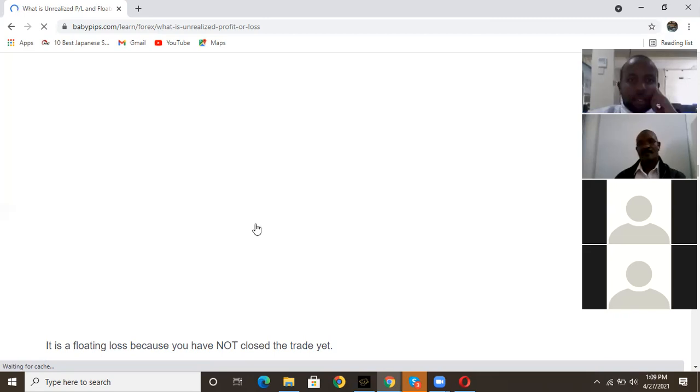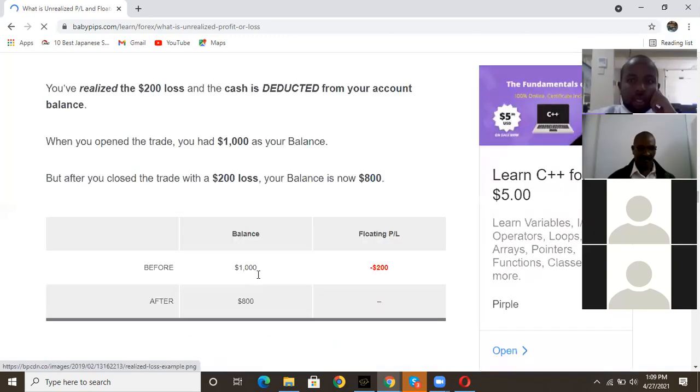So we have talked about realized P&L. If you have realized profit, of course. This is a good example. Look, our balance was $1,000. And then with our floating P&L, if we realize a 200 loss, our balance afterward will go minus 200. So you see it will be 800. If we made a profit, of course, with plus 200, this would have been 1200.